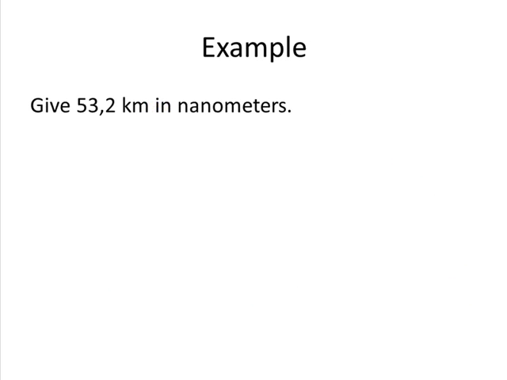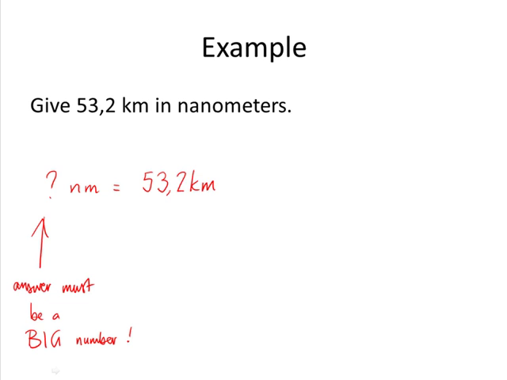Pause the movie while you answer this one. How many nanometers equals 53,2 kilometers? Now this is going to be a lot of nanometers because you can think how far 53,2 kilometers is. I mean, that's the distance between two towns. Whereas nanometers are tiny little divisions. So there've got to be a lot of nanometers in the whole distance between two towns.